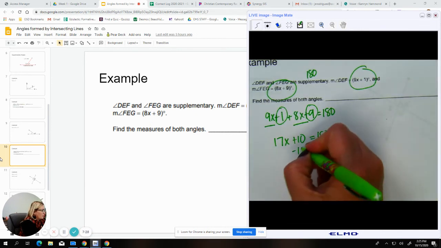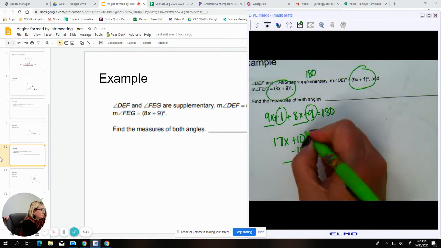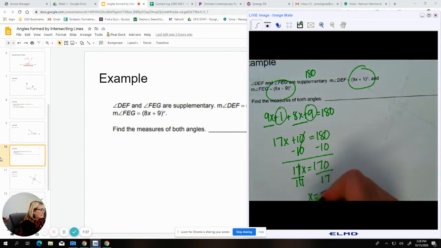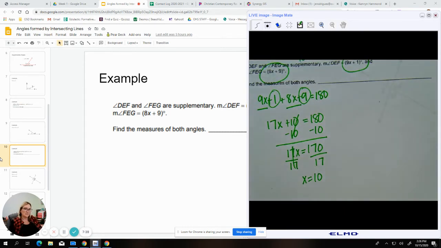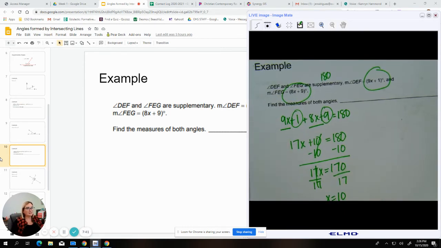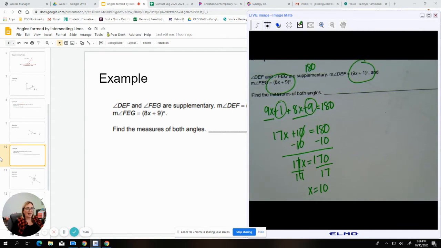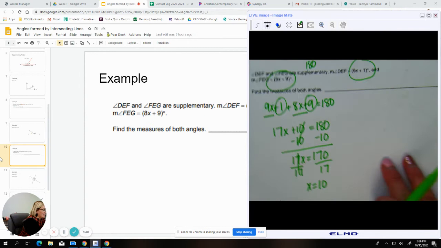We're going to keep solving. So we're going to subtract 10 from both sides and divide by 17, and we get x is equal to 10. But again, this does not say what is x equal to. It says what are the measures of the angle. So I have to plug it back in.